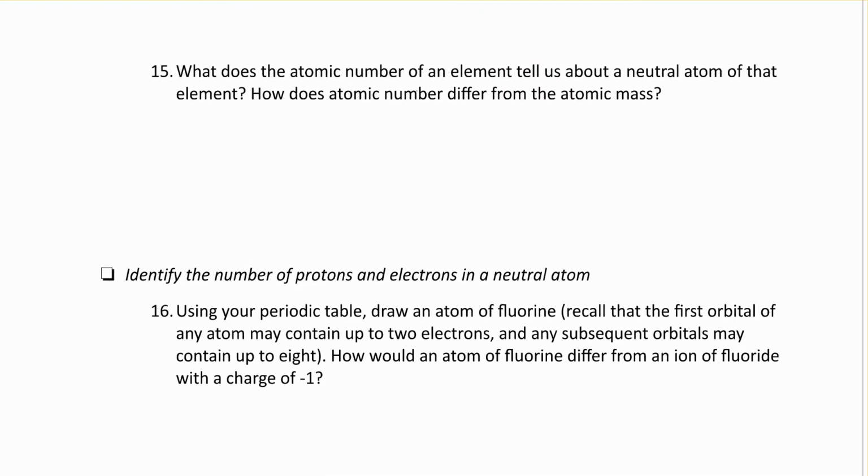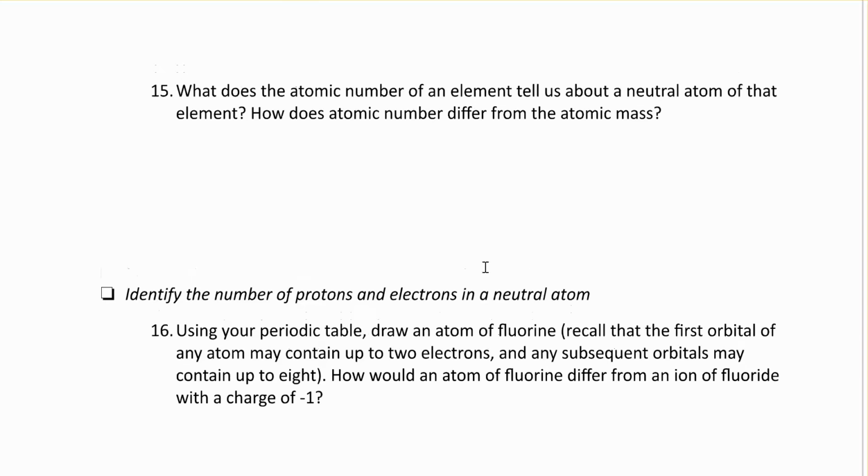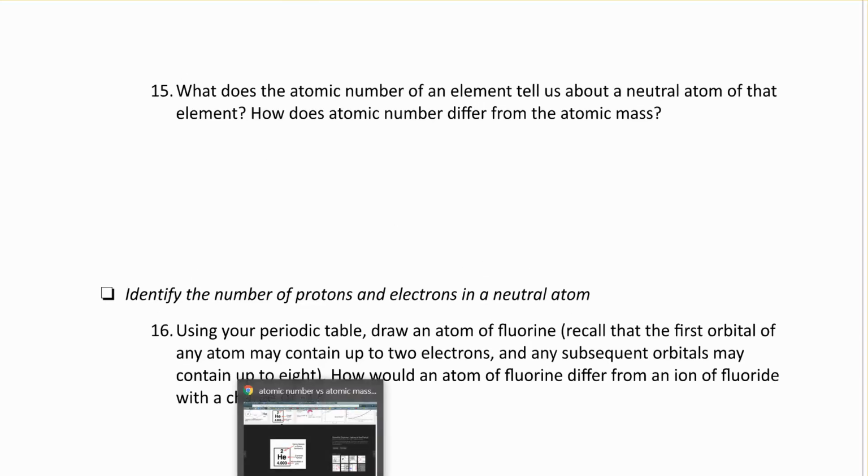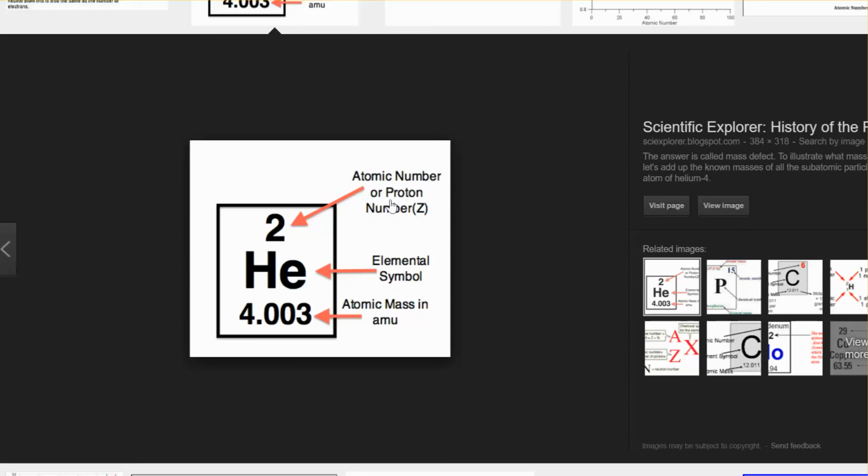What does the atomic number of an element tell us about a neutral atom of that element? I found a picture online to help clarify this. The atomic number, or proton number, really means the amount of protons. So the atomic number is telling us how many protons there are in that atom. And since we said it's neutral, and protons are positive, that means I also know how many electrons there are. There's also 2. If I've got 2 positive things, it needs to have 2 negative things to balance it out.